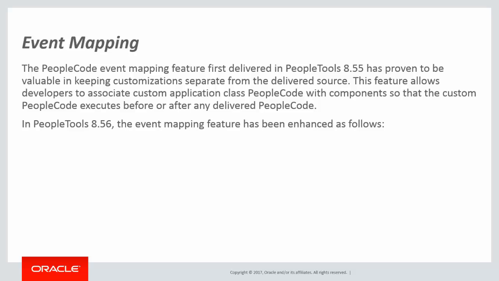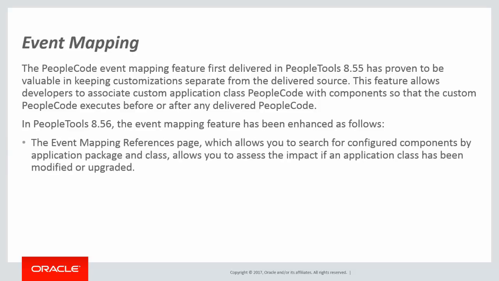This feature allows developers to associate custom application class PeopleCode with components so that the custom PeopleCode executes before or after any delivered PeopleCode. In PeopleTools 8.56, the event mapping feature has been enhanced as follows. The Event Mapping References page, which allows you to search for configured components by application package and class, allows you to assess the impact if an application class has been modified or upgraded.